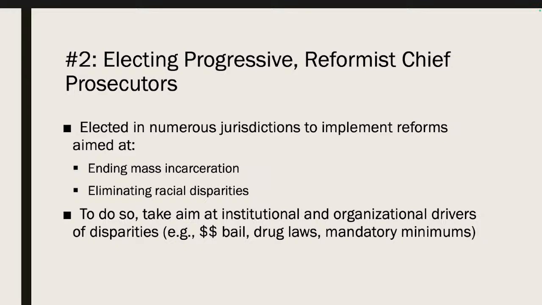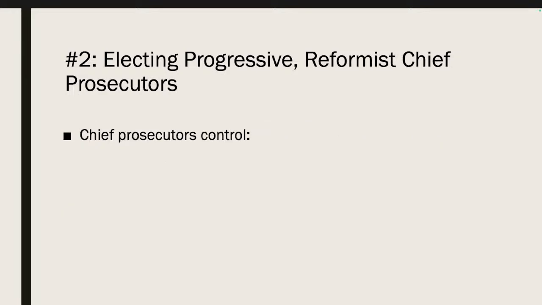This is an important and very different intervention. Unlike previous efforts to control racial disparities by eliminating discretion of court actors, this second strategy positively relies on discretion, the discretion of chief prosecutors to achieve the goals of reducing incarceration rates and racial disparities. And this may be an effective solution because chief prosecutors control a whole host of outcomes, a whole host of processes that could change a jurisdiction's policies and practices.